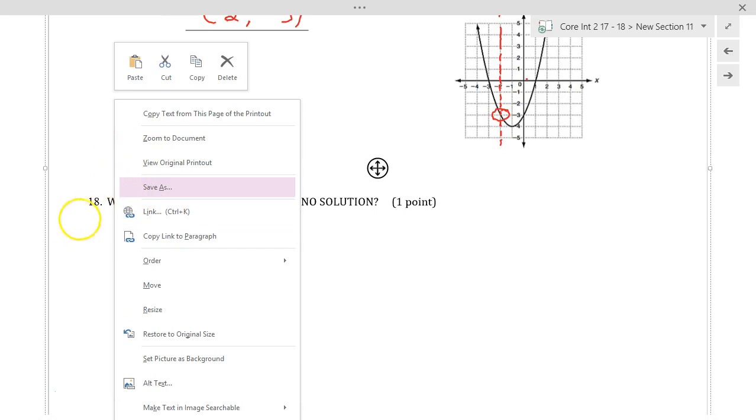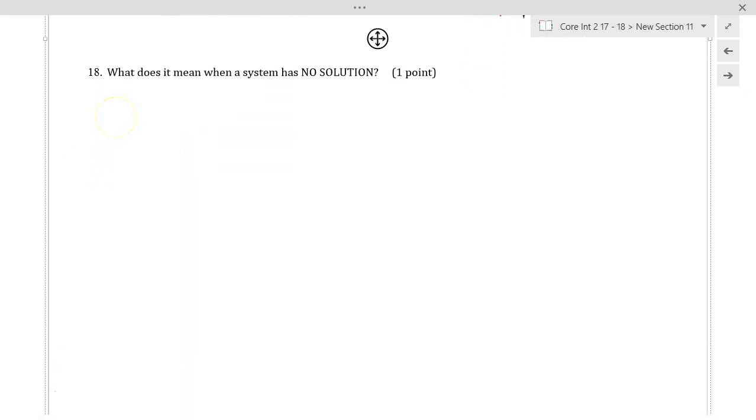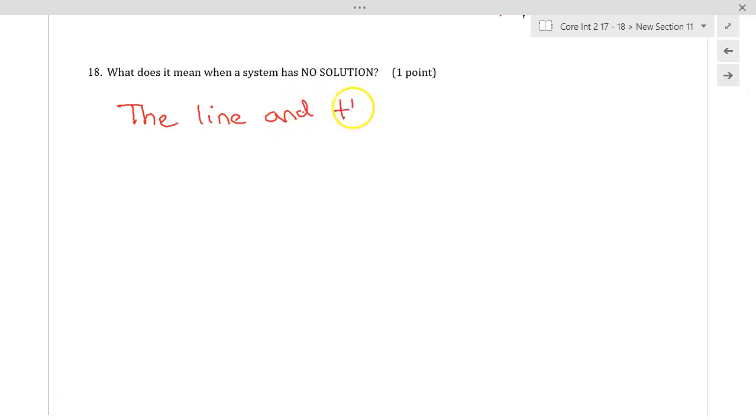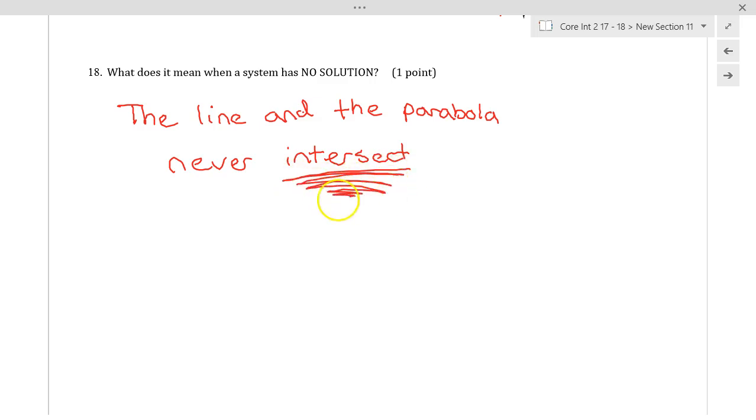All right, 18. What does it mean when a system has no solution? Again, remember, no solution means the line and the parabola, or the two graphs, you could even say, never intersect. This is your keyword. They never intersect. Okay, that's what it means to have no solution. Remember, one solution is they intersect once, 2 solutions they intersect twice. So it's pretty easy after that. But remember that keyword intersect.